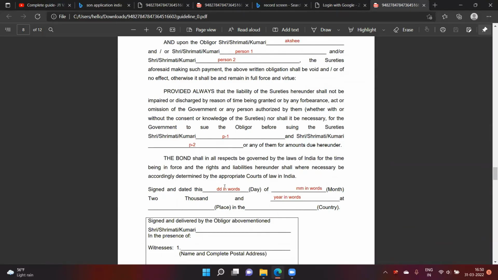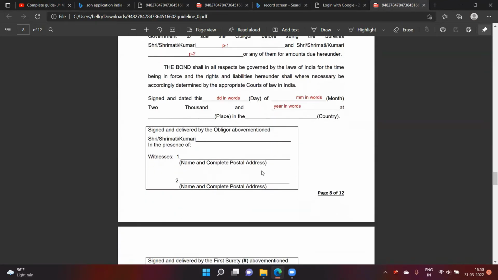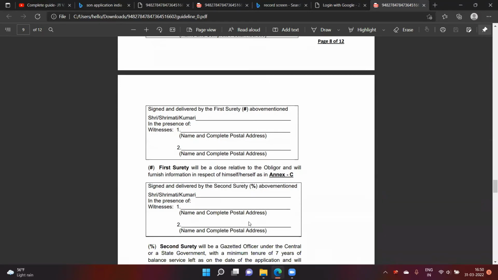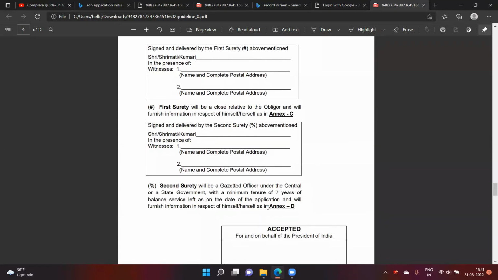Date in words, month in words, year in words, place, country, and then here is the obliger, that is your signature in the presence of witness 1, witness 2. Their name and complete postal address is important, and signature. Then your name, first surety's name here, and then witnesses, close relative as we discussed, and then second surety's name, who will be a gazetted officer with a minimum of 7 years left.